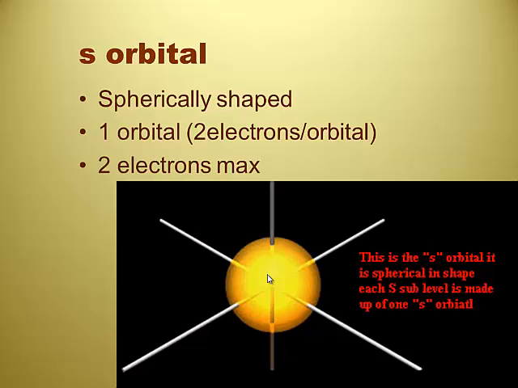Remember, this is basically the probability map with a defined edge on it, and it came out to look spherical in 3 dimensions. So each successive s orbital for a higher energy level will be bigger and bigger, but they'll all be spherically shaped.